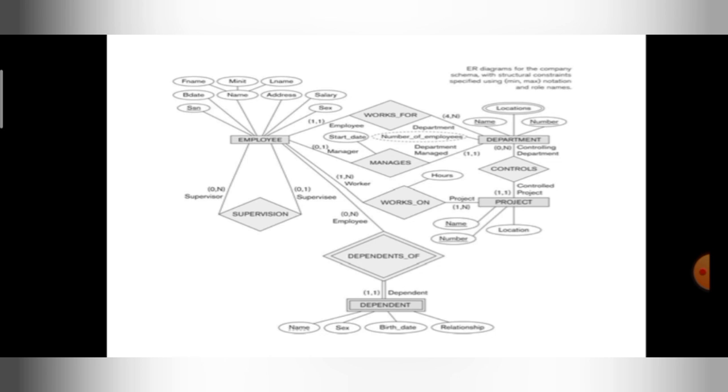So to define partial participation, the relationship type should use a single line. For total participation, you can see there you should use double lines. Dependent and employee: the dependent is fully dependent on the employee. If you remove the employee, the dependent will also be removed. That's why total participation should be represented in a double line. Hope you are understanding, guys.